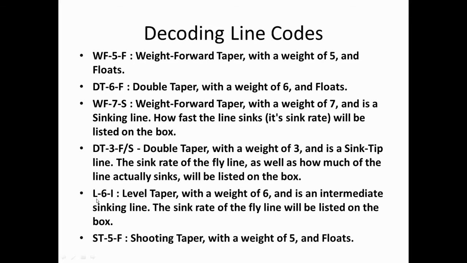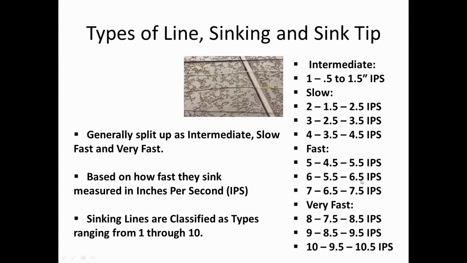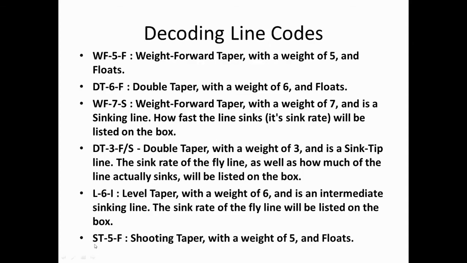Over here, this is a level taper, 6 weight. And now you have the intermediate sinking line. So when we looked at the intermediate section, what does that mean? Well, that means it's going to sink at 1 inch per second. See that? And then this last one, ST, shooting taper, 5 weight, and it's floating. So you can see how you've got to dig around when you're shopping and make sure, if you want to get the right line, what that nomenclature means there.